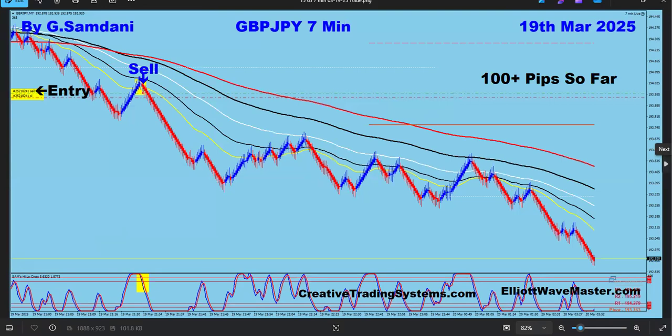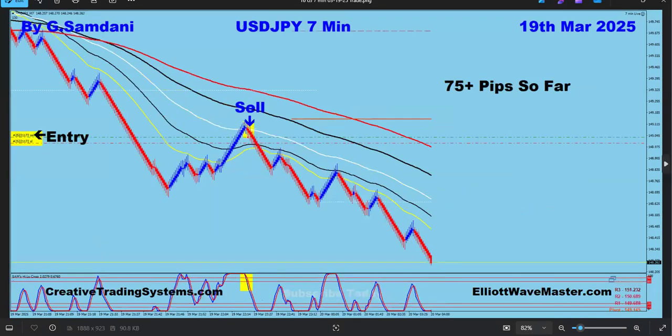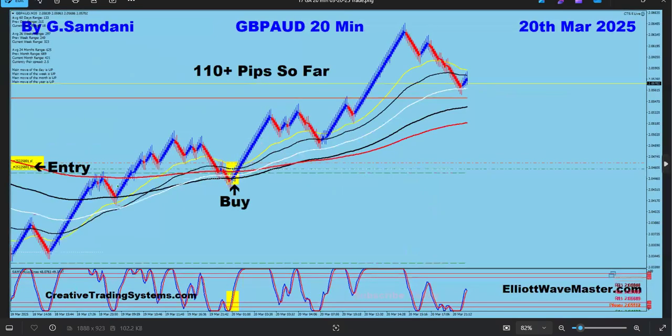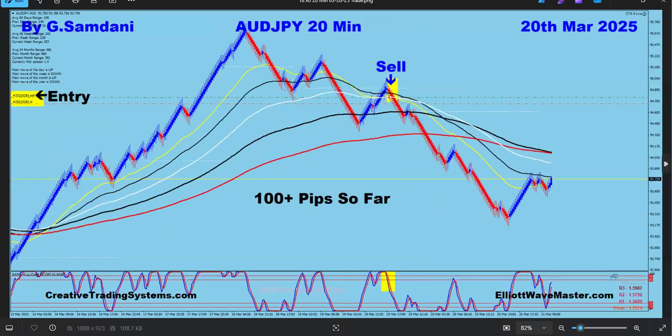And then pound yen, and for example, yeah. So on the 19th, USD yen going down here for 75 pip. USD weakness because of that. Now, pound Aussie for 110 pip to the upside. Buy orders right there on the 20th. Aussie yen also going down here for 100 pip. Sell orders right there on the 20th.